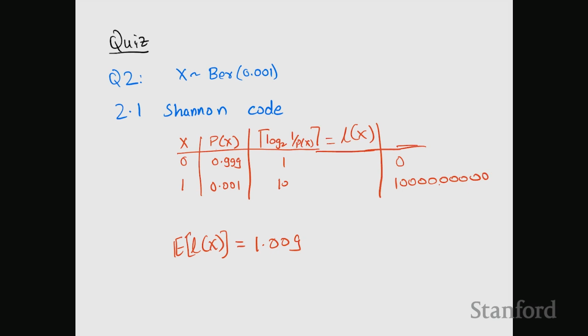And then you can calculate the expected code length, which is just 0.999 multiplied by 1 plus 0.001 multiplied by 10. I hope all of you got this. We have been doing this for a few lectures.